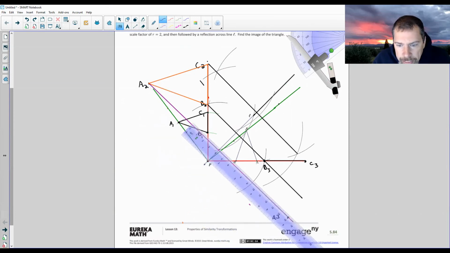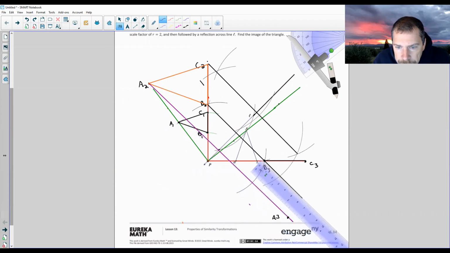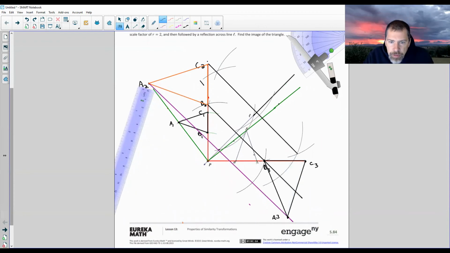So then I put my ruler back and I draw segment B3, A3, right here. And then I move my ruler to C3 and rotate it to A3, and that is right there. Okay, so here's the original triangle, rotated 90 degrees, dilated by a scale factor of 2, reflected across L, and now it is down here, and that is the A3, B3, C3 triangle. And that is the image. Whew, that was a lot of work.